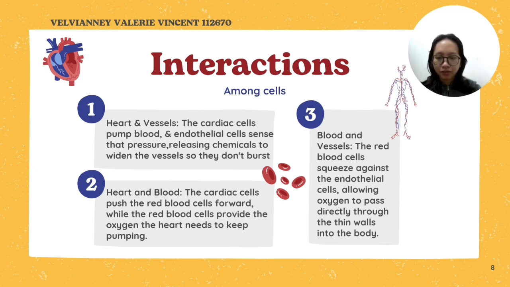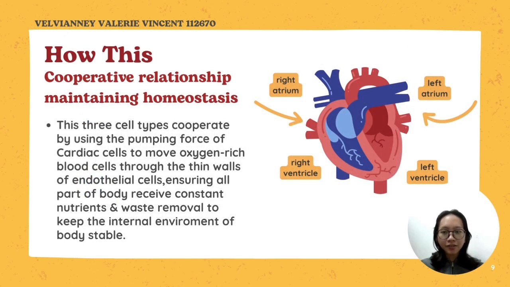Blood and vessels. The red blood cells squeeze against the endothelial cells, allowing oxygen to pass directly through the thin walls into the body. Next, how does this cooperative relationship maintain homeostasis?